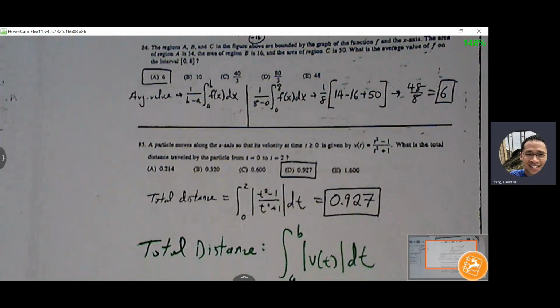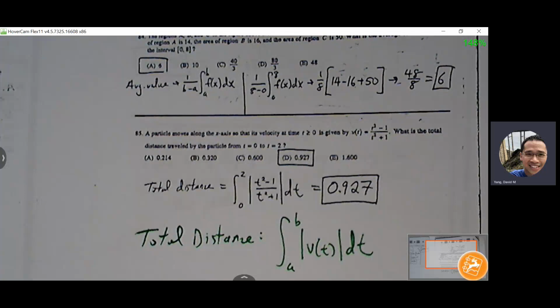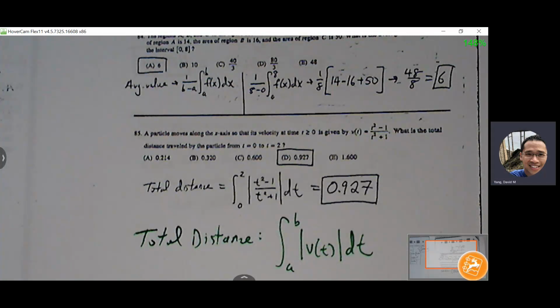85 is easy if you know what the formula for total distance is: the definite integral from a to b of the absolute value of v of t. So plug it in the calculator, quick, easy question there.